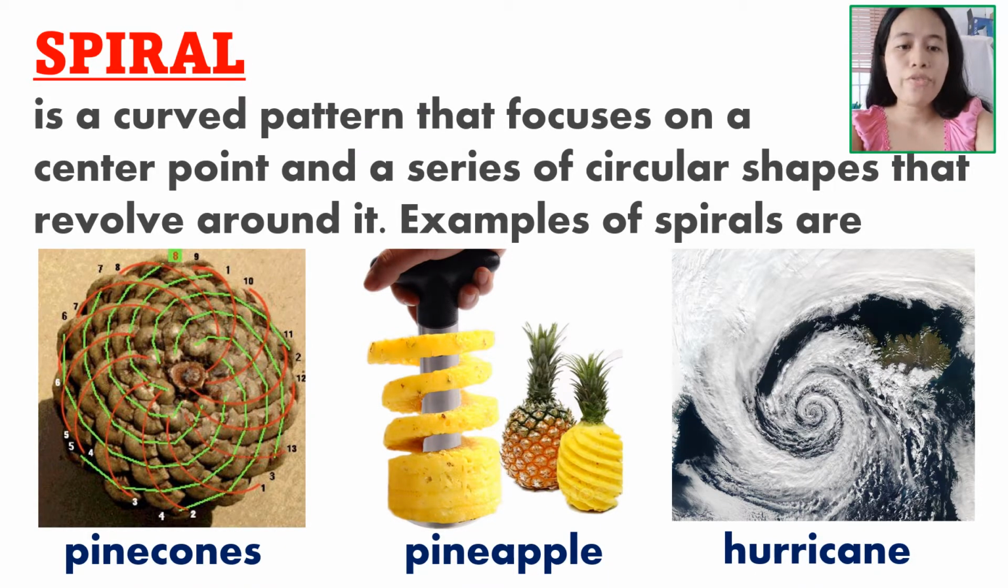Spiral is a curved pattern that focuses on a center point and a series of circular shapes that revolve around it. Examples of spirals are the pine cones, pineapple, and hurricane. The spiral is a popular pattern for those who like to draw and design, and it is also one of nature's most common configurations.